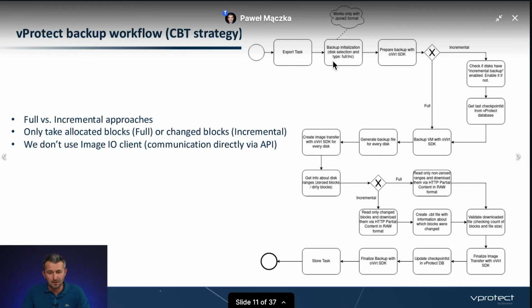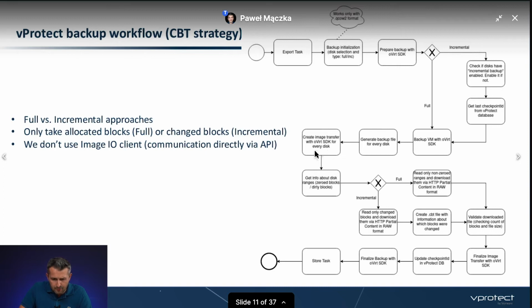So we're contacting through, and it's only right now for the QCOW2 format. We go through the oVirt SDK and say, hey, I would like to have a full. If I'm doing a full, I'm connecting to the SDK, generating a backup and capturing the image for every disk which is attached to the specific VM.